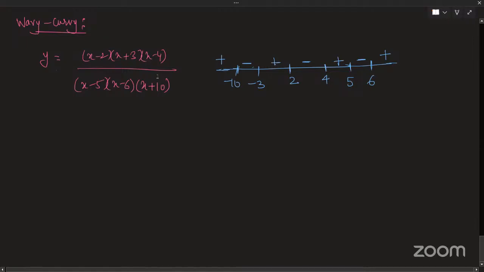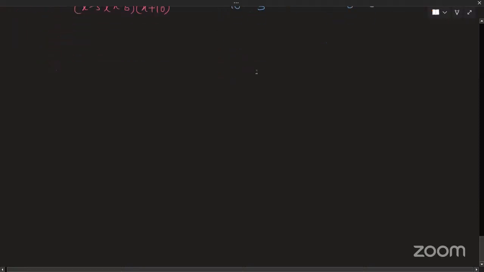I hope all of you know what this means. It means that between -10 and -3, y will be a negative value. Between -3 and 2, it will be a positive value. Between 2 and 4, it is a negative value. Between 4 and 5, a positive value. Between 5 and 6, a negative value. From 6 to infinity, it is a positive value. And similarly, from -infinity to -10, it is again a positive value. This is what it symbolizes.